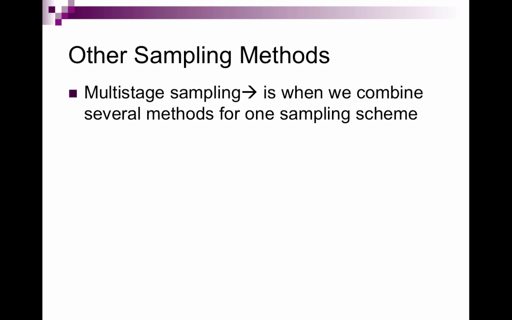Another sampling method is multi-stage. Multi-stage is when we combine several methods for one sampling scheme. Now, I want to say here that all sampling methods will eventually use a simple random sample, where you number everybody and we have an equal chance of being selected. So using simple random sample with another method is not multi-stage. Multi-stage is like, for example, if we are combining cluster and stratified, then we have multi-stage.